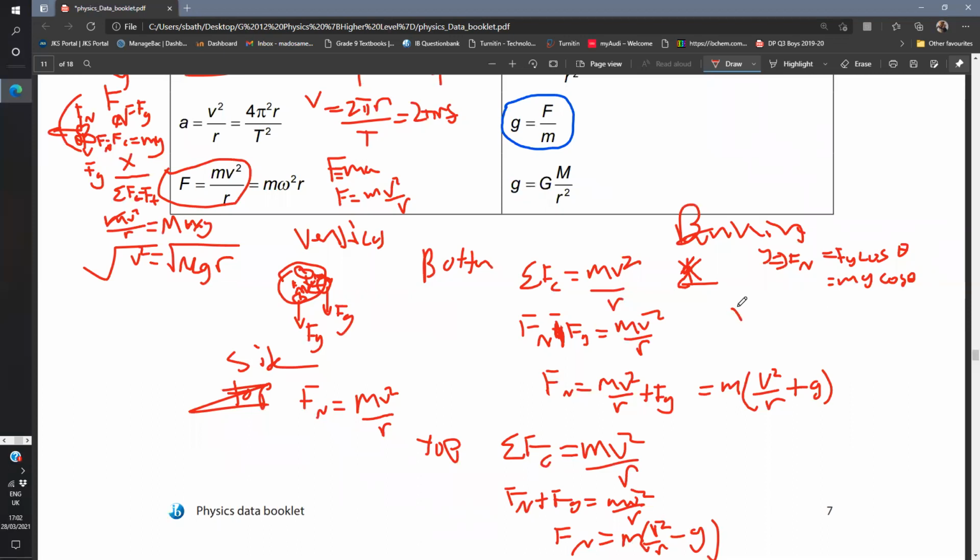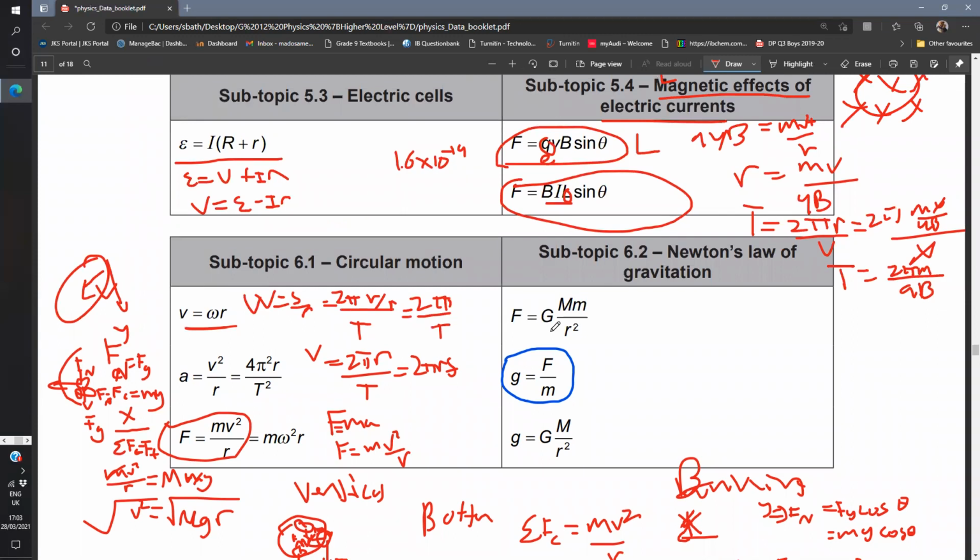And in terms of x, it's going to be Fc, the centripetal force. And then it's going to be mv squared over r, and then it's going to be mg sine theta. And then cancel m, v squared over r equals g sine theta. And that's basically it. Okay, now we move on to Newton's law of gravitation.